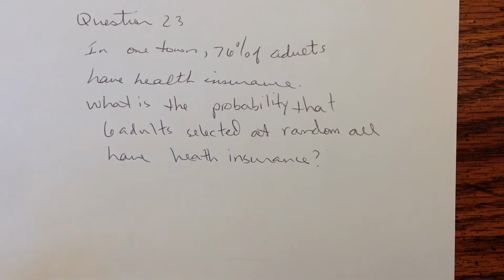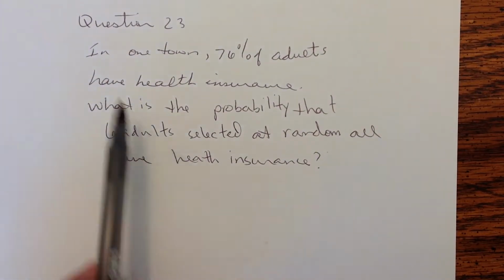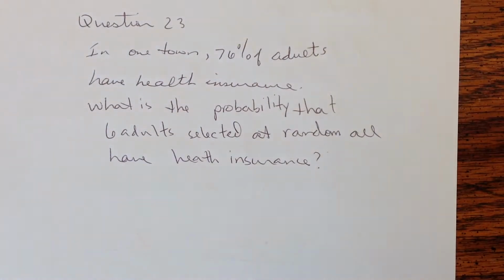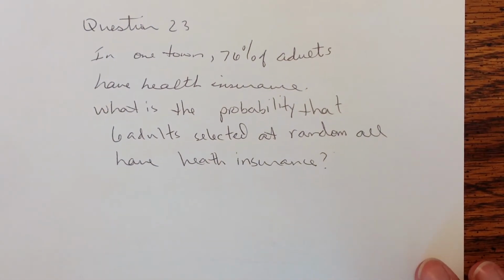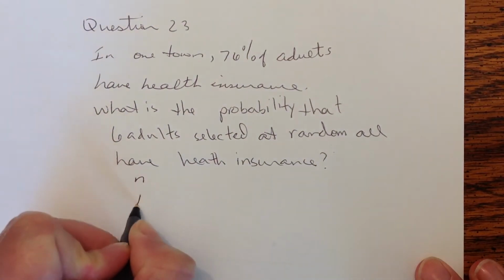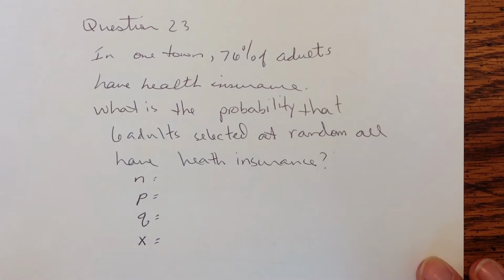Question 23 wants you to figure out the probability that 6 adults selected will all have health insurance under the following conditions. When they already give you a percentage in the problem, it is usually going to be an NPQX problem using the binomial probability formula. N is how many total people are in, so let me see here.